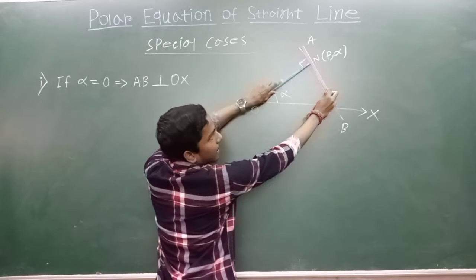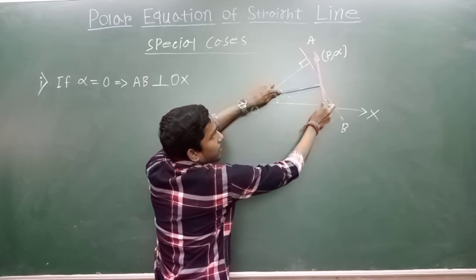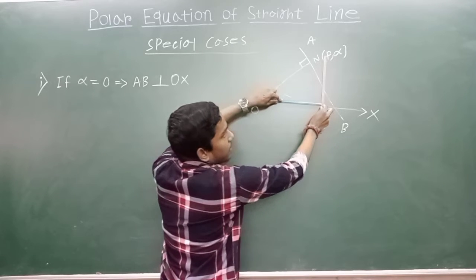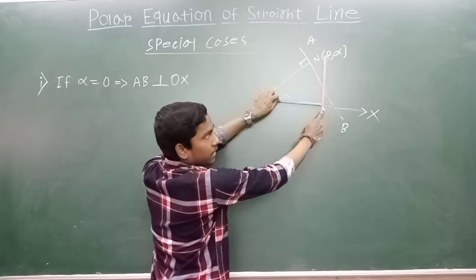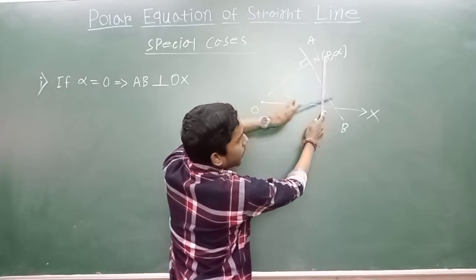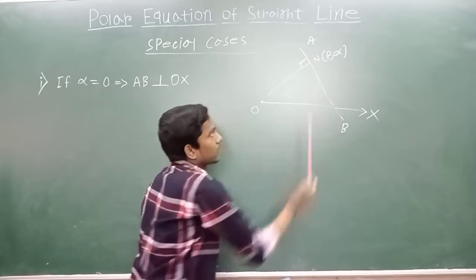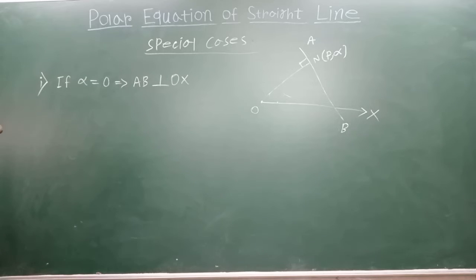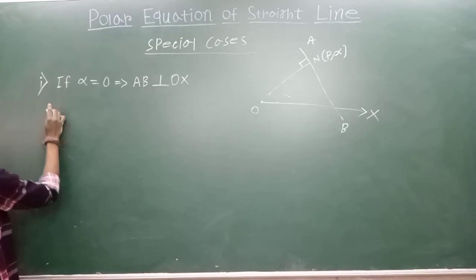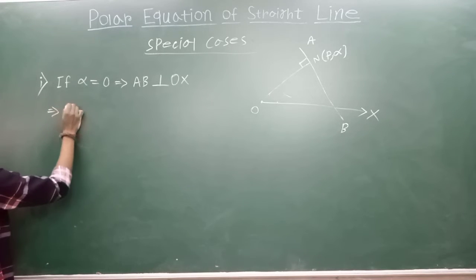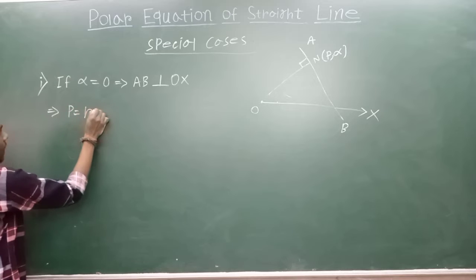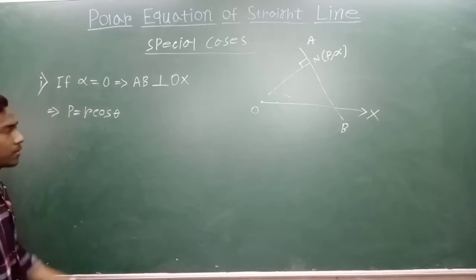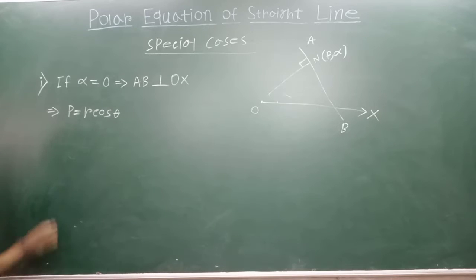Okay. Now I am decreasing this angle alpha and this angle alpha becomes 0. When this angle alpha becomes 0, then the straight line AB is perpendicular to the initial line OX. So thus, if alpha becomes 0, then the straight line AB is perpendicular to the initial line OX. Then the equation will be P is equal to R cos of theta minus alpha, and alpha is equal to 0. So the equation is P is equal to R cos theta.